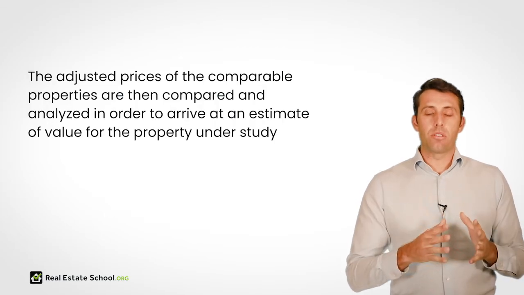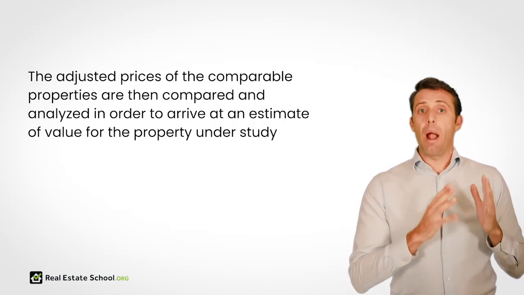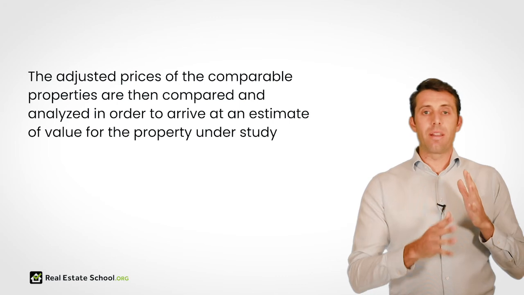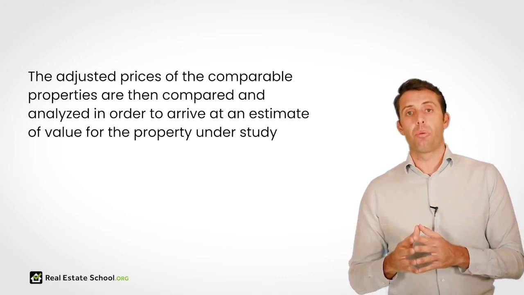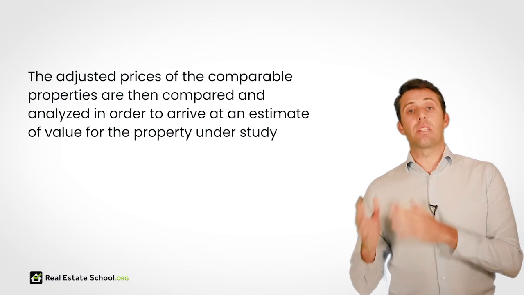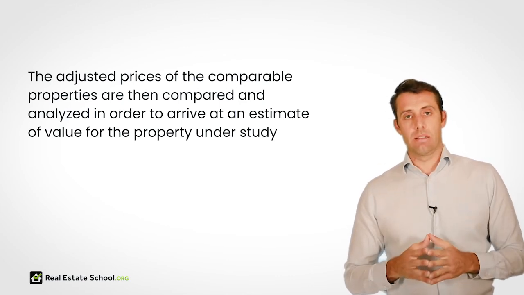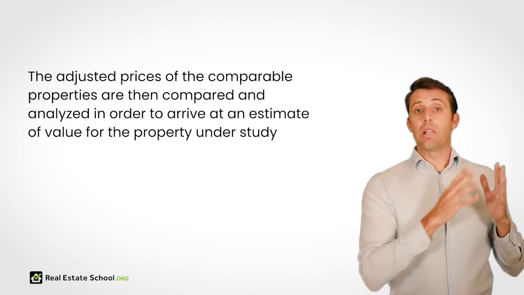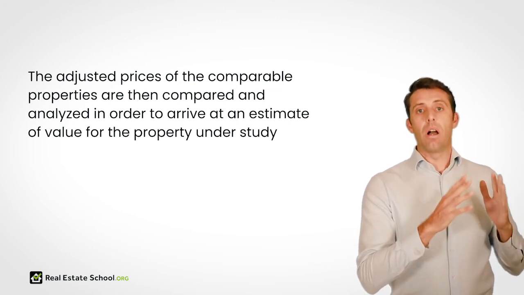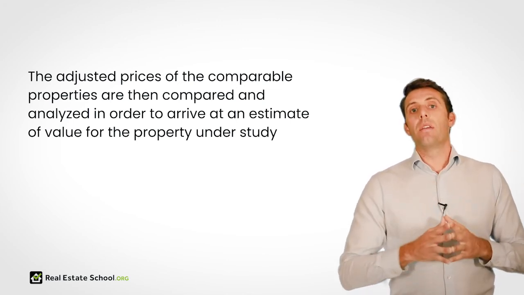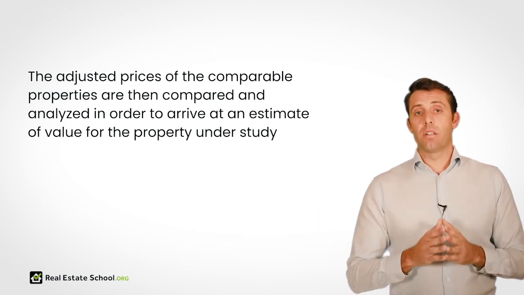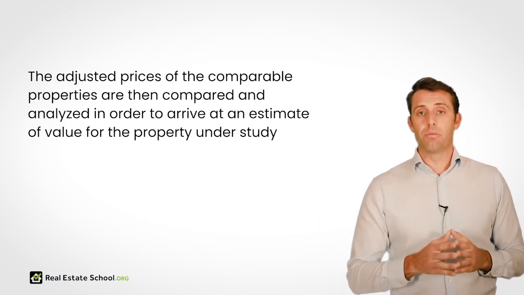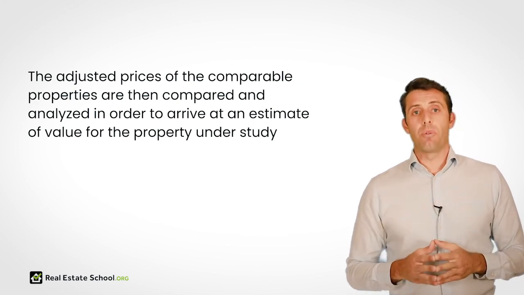The adjusted prices of the comparable properties are then going to be compared and analyzed in order to arrive at that estimate of value for the property that the appraiser is investigating. For example, if you had 3 lot sales, which would be a minimum, you would take those 3 sales and compare them with the subject to come up with a final value. We're going to go through an example in the next video.